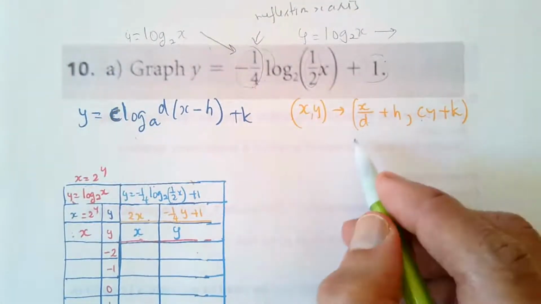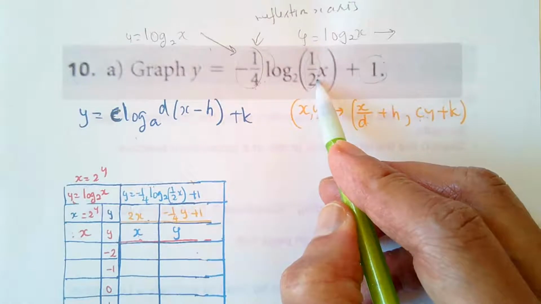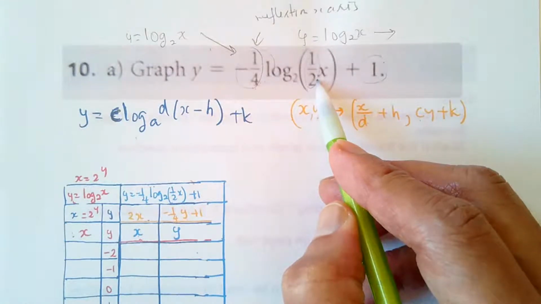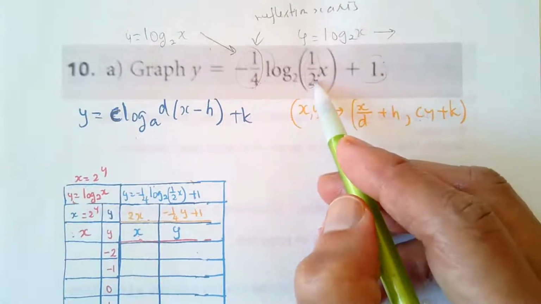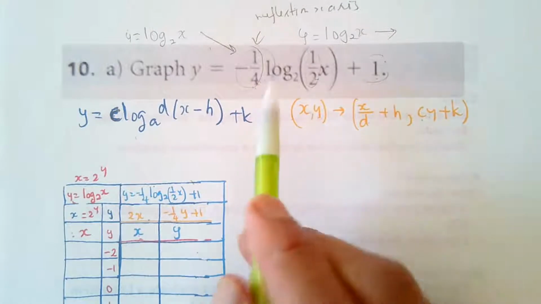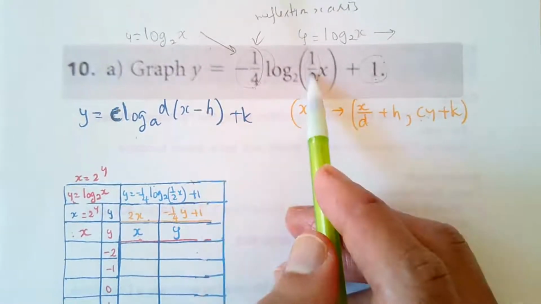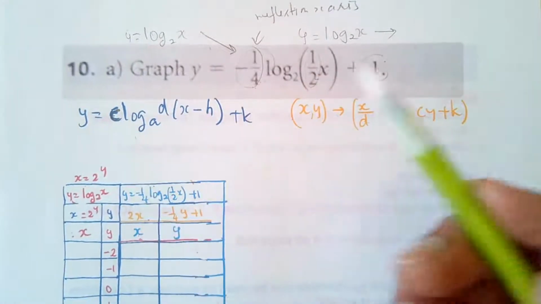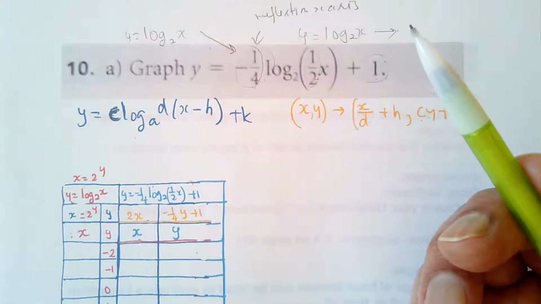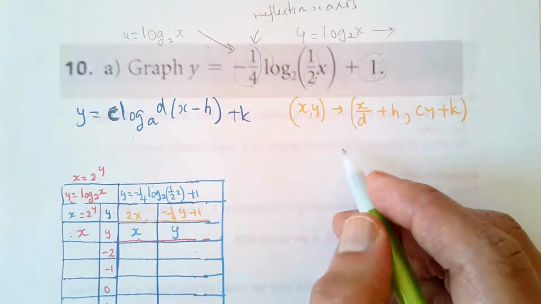would be negative 1/4. And in this case, we have our d as a half, and our k as 1. So here we have k is 1, h is 0, d is a half, and c is negative 1/4. So let's write it down here for a moment.